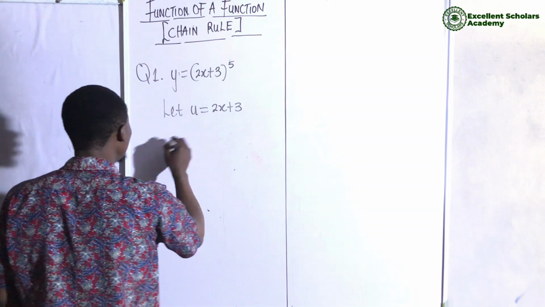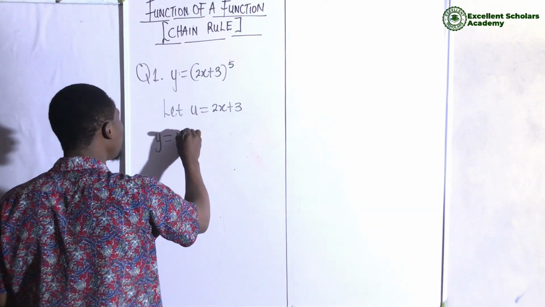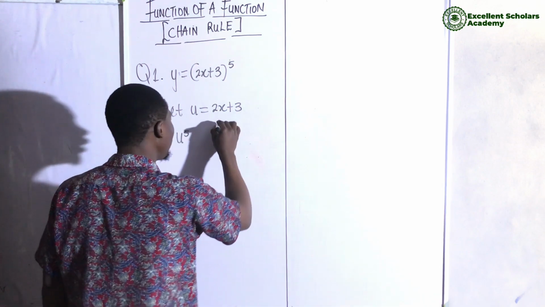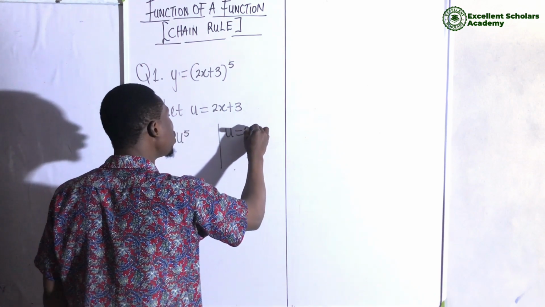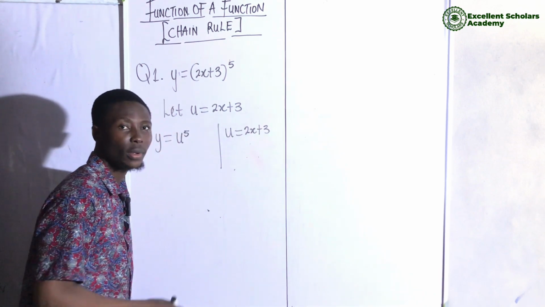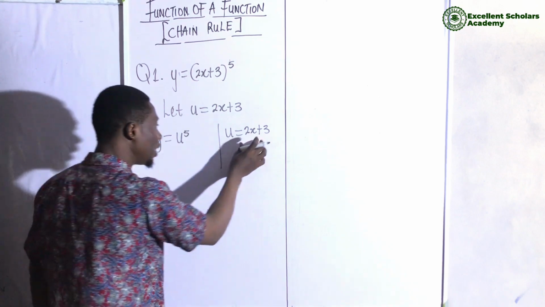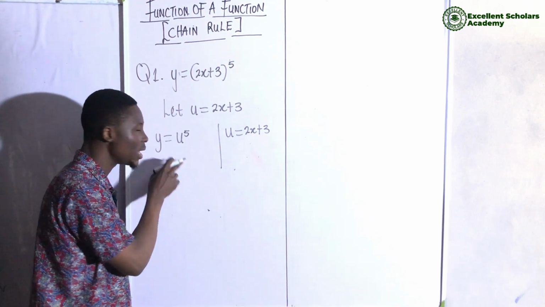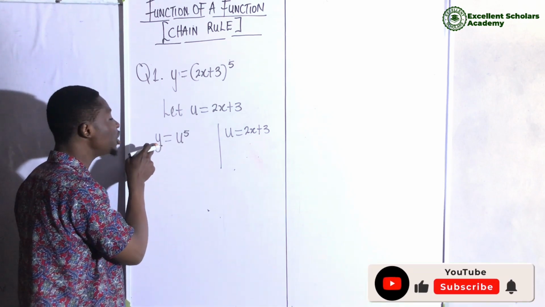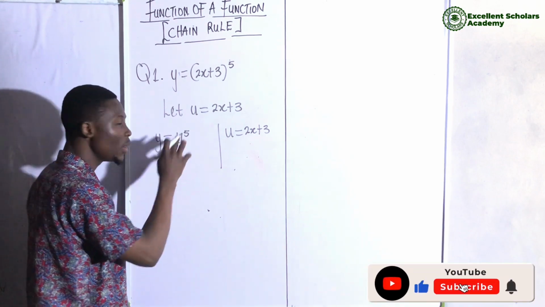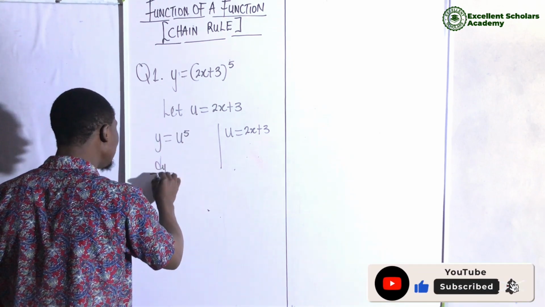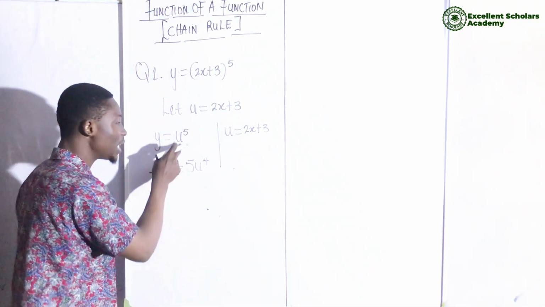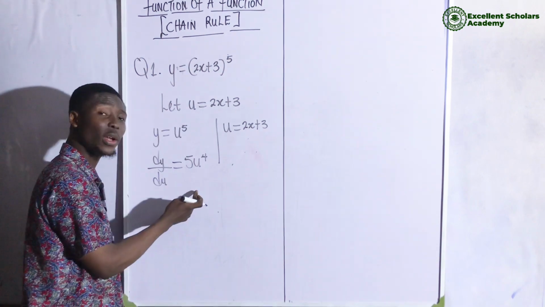So now you have it that y equals u to the power of 5, because you said let this be represented by u. And then you have u equal to 2x plus 3. Now differentiate this side and then differentiate this side. Differentiating this will not be dy dx. It will be dy du, because you are differentiating y with respect to u. So dy du will be equal to 5u to the power of 4. That's differentiating: 5 times this, then subtract 1.